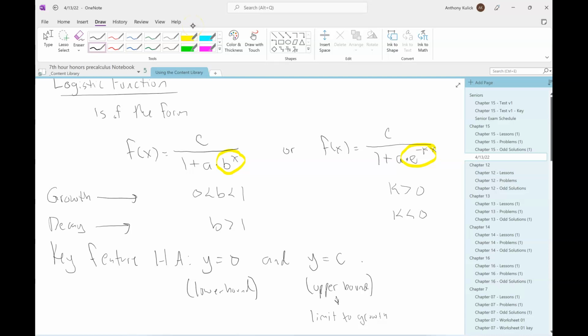The reason that that's not flipped for the version with the e in it is because we have that negative sign built into the k. So that's why we put the negative sign in the formula there, John, so that the growth and decay criteria match the exponential growth and decay criteria, and it's not flipped like it is for the other version. Is everybody okay with that?